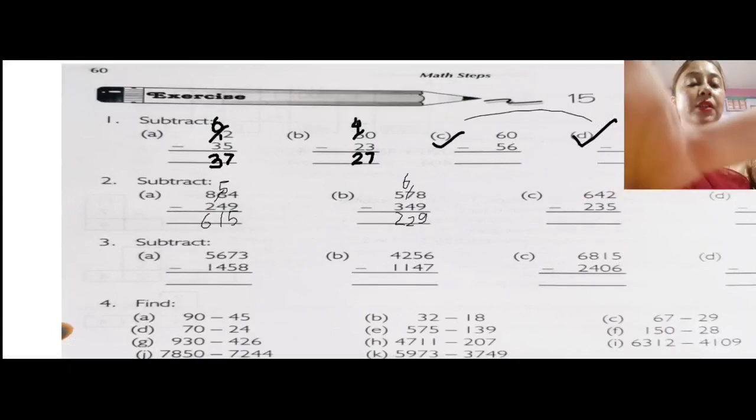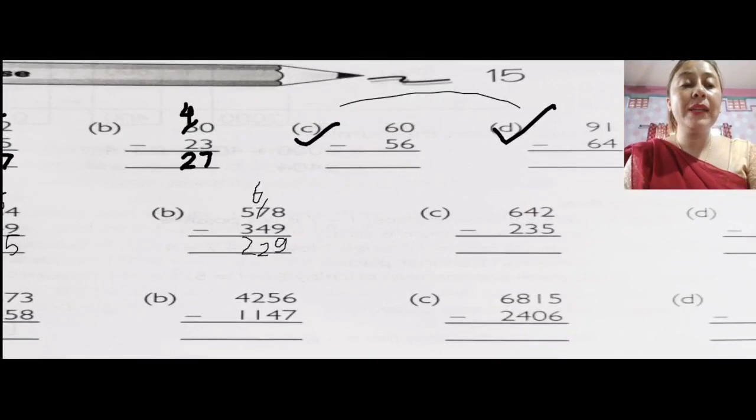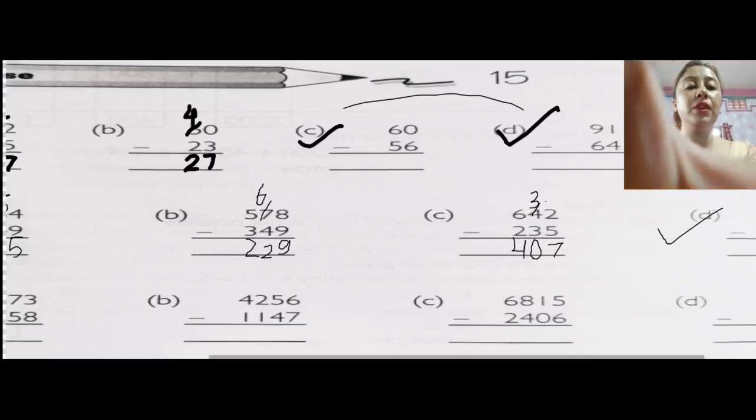Let me do C also for you. Here also, 642 minus 235. Yes. So here also 2 is smaller than 5. So I will borrow 1 from 4. When I borrow 1 from 4, 4 minus 1 is 3. So 12 minus 5 is 7. 3 minus 3 is 0. 6 minus 2 is 4. So 407 is the answer. D is your home assignment. So D you will do yourself, children.